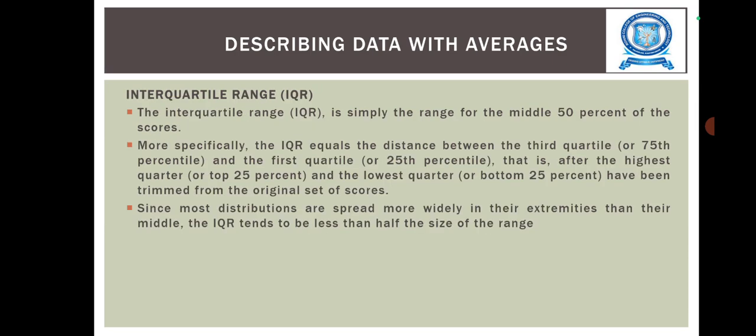Interquartile range, short form IQR. It is simply the range of the middle 50% of the scores. More specifically, the IQR equals the difference between the third quartile and the first quartile, that is, after the highest quarter and the lowest quarter have been trimmed from the original set of scores. Since most distributions are spread more widely in their extremities than their middle, the IQR tends to be less than half the size of the range.